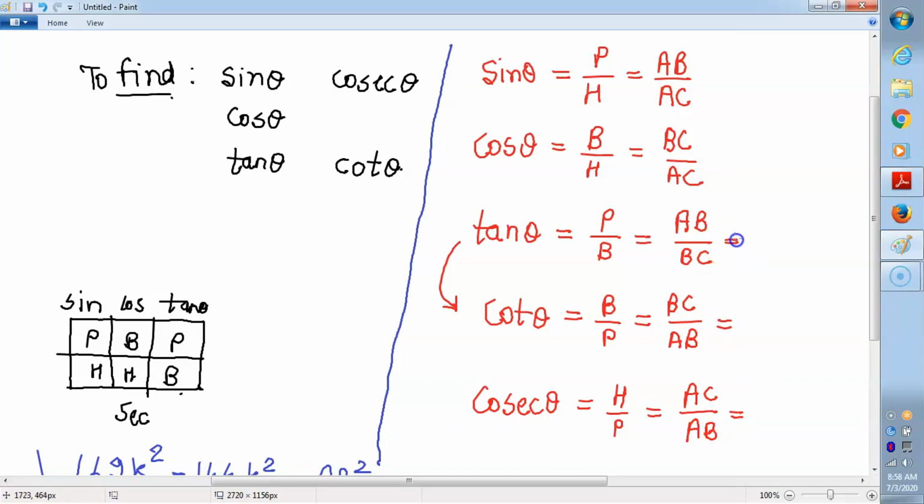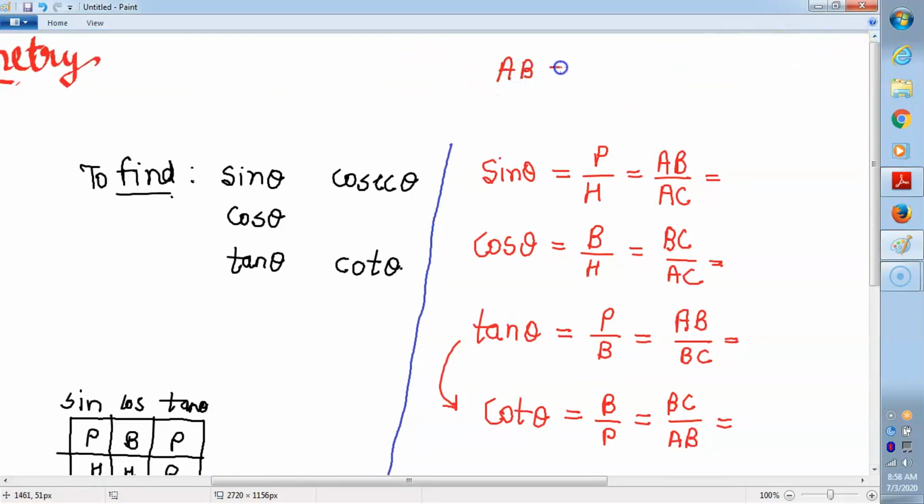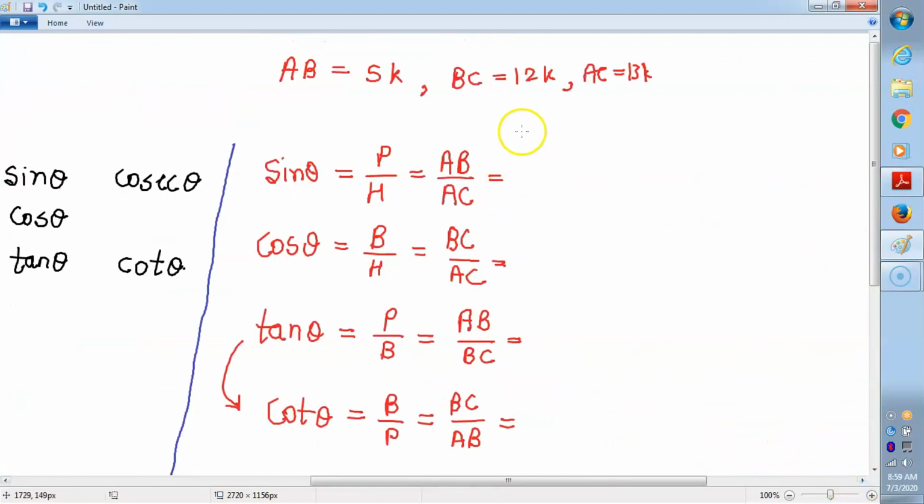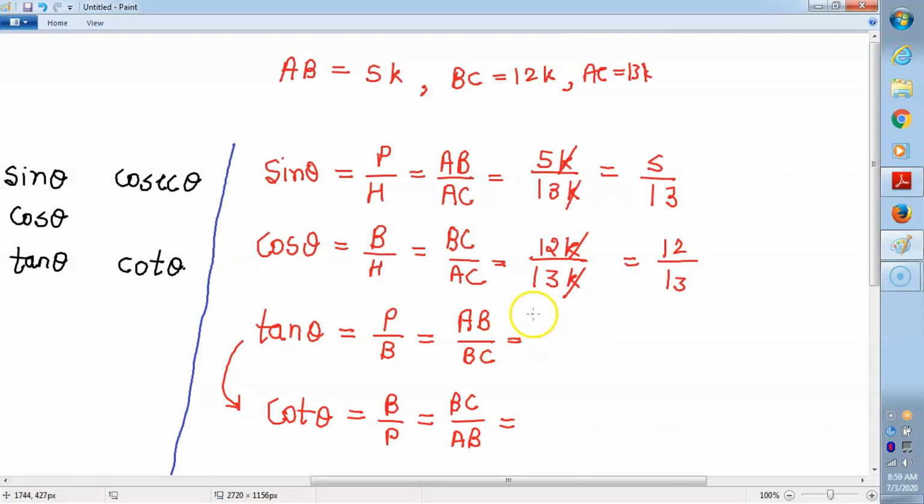Okay, now what will be our task here? Just put the values of AB, BC and AC here, and we'll get all the trigonometric ratios. So let's write it. What is the value of AB? AB we had calculated: 5k. BC, given in the question, is 12k. And AC, also given in the question, is 13k. We can also check from the diagram: AB is 5k, BC is 12k, hypotenuse AC is 13k. Let's put the values here. Sin theta is 5k upon 13k, so the answer is 5 by 13. Cos theta is BC upon AC, 12k upon 13k, so 12 by 13. For tan, AB upon BC, that is 5k upon 12k, so 5 by 12.